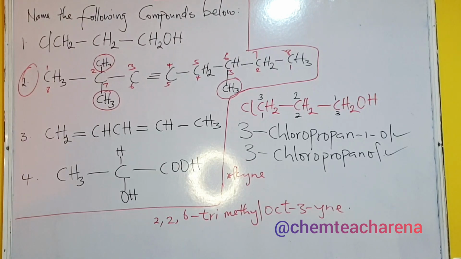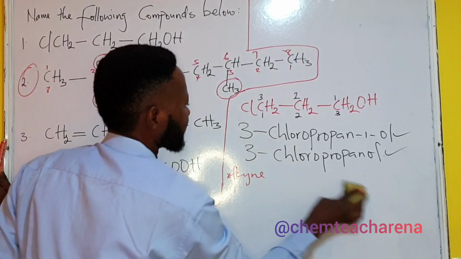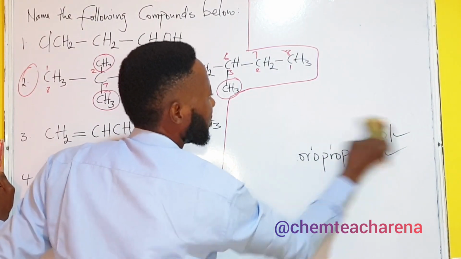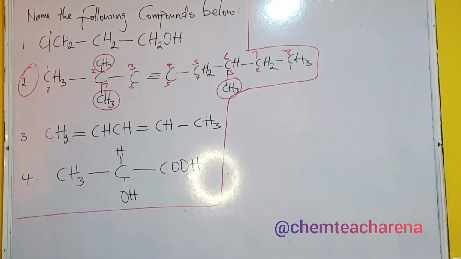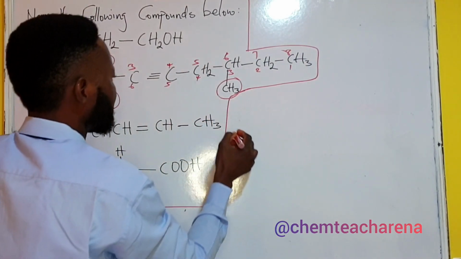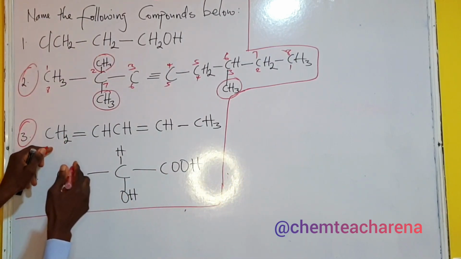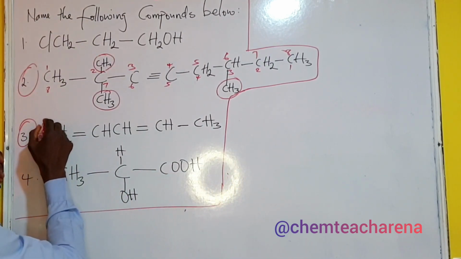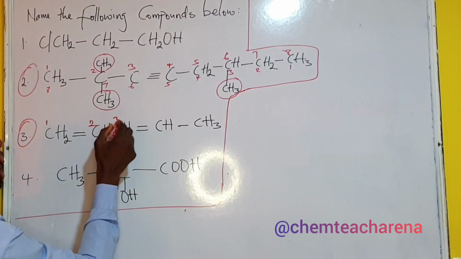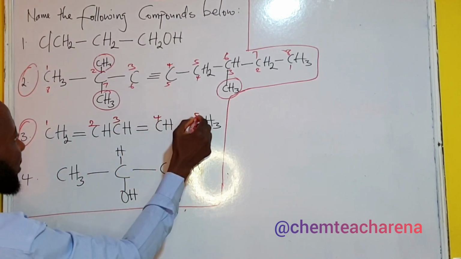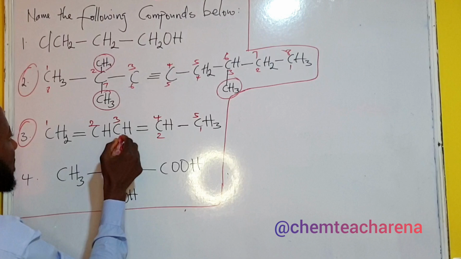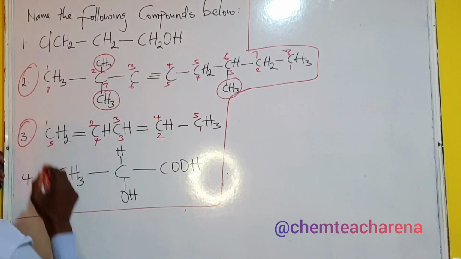So I move on to question number 3. This is question 3. So now let's look at the board. We have, let me count from here: 1 2 3 4 5.